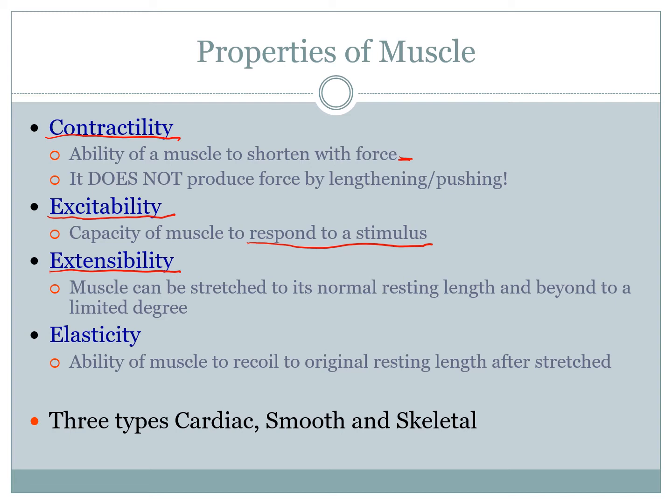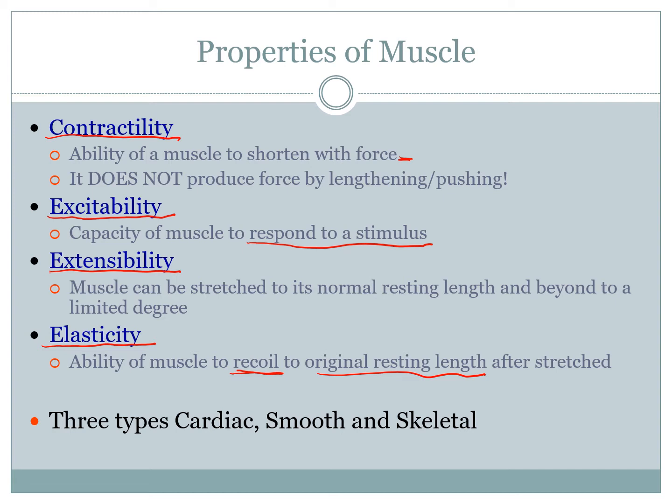Okay, and the last unique ability is they're elastic. So after they're stretched or after they're shortened, after they go through contraction, they have the ability to recoil back into their original shape by themselves. Okay, we don't have to mold them back into their original shape. So that's what is unique about muscles themselves.